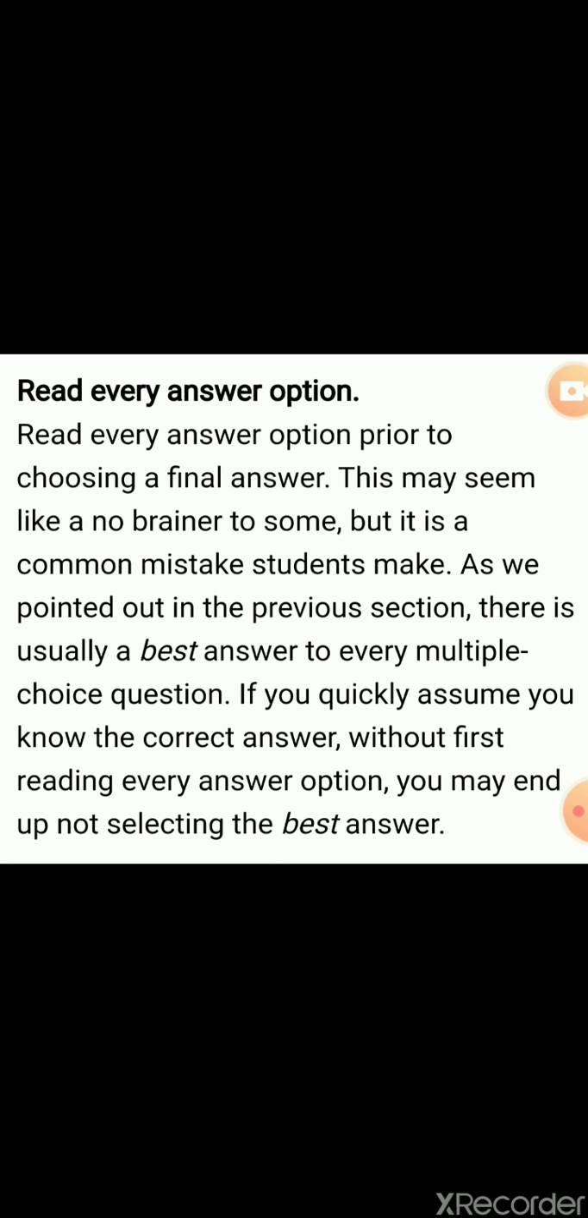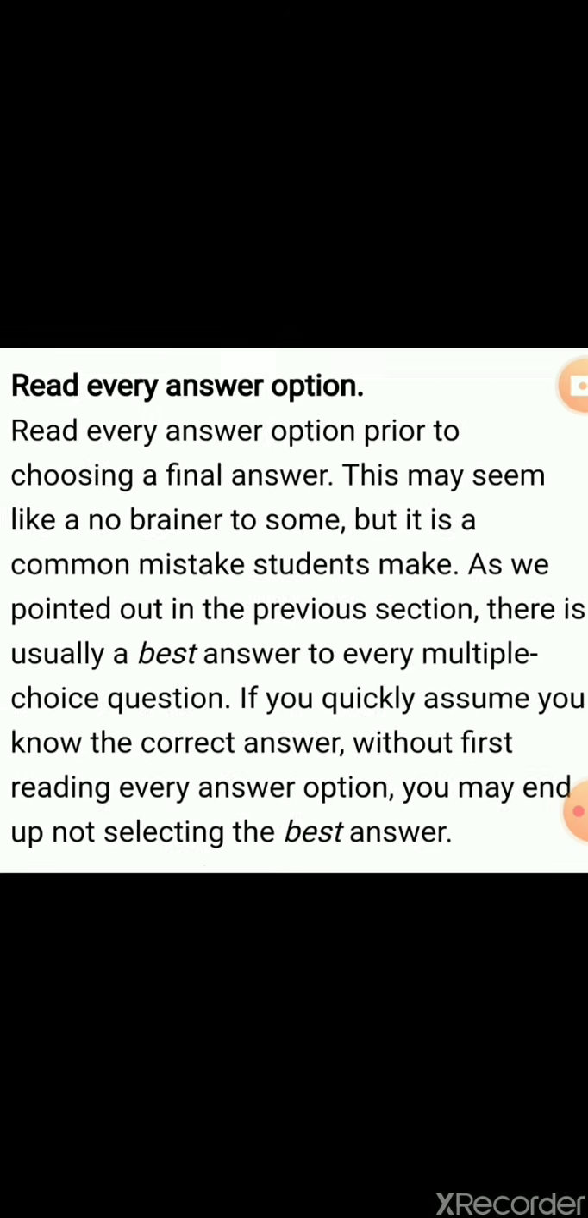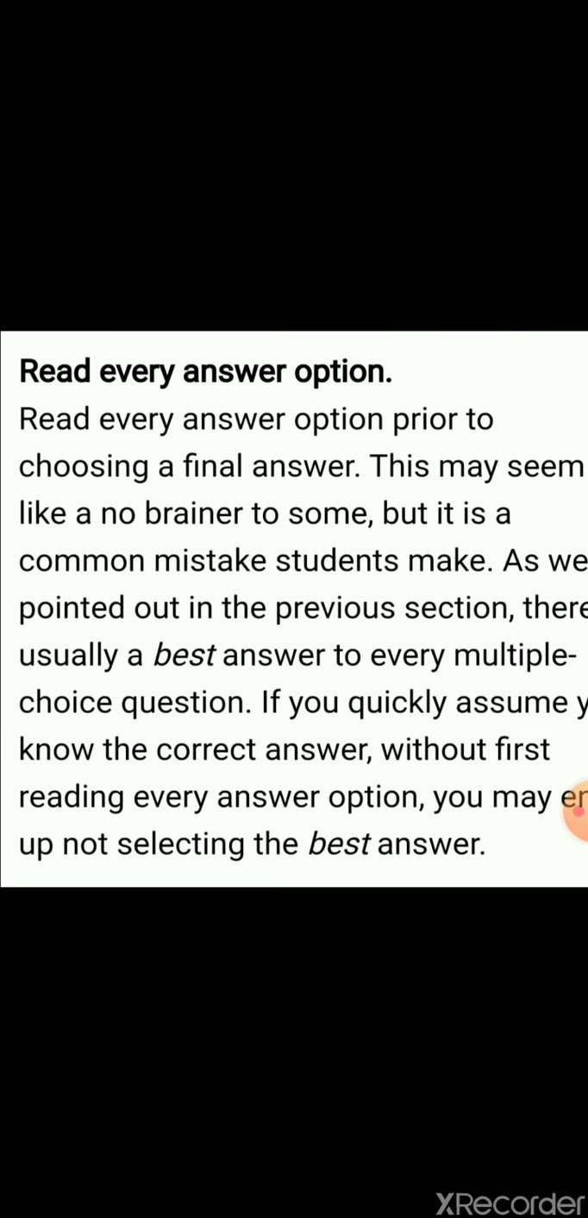Please don't give your answer very fast. You need to go through all the options. Even if you have got your answer, there is usually a best answer to every multiple choice question. If you quickly assume you know the correct answer without first reading every answer option, you may end up not selecting the best answer.